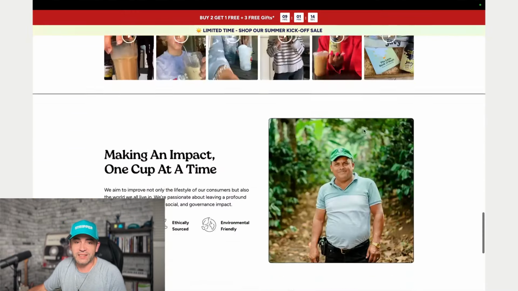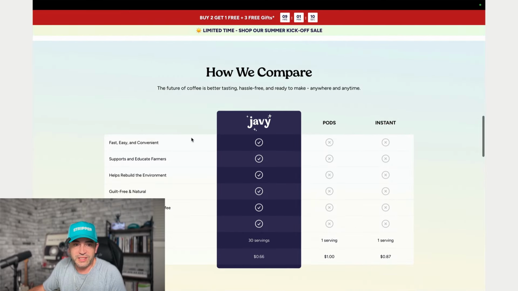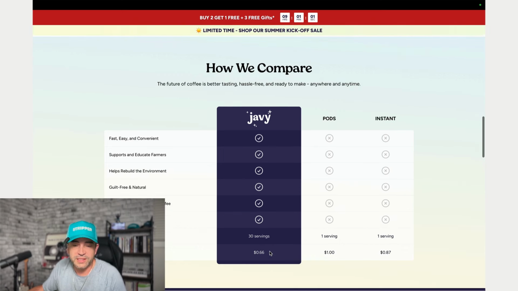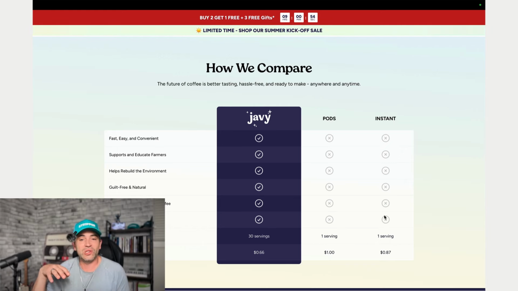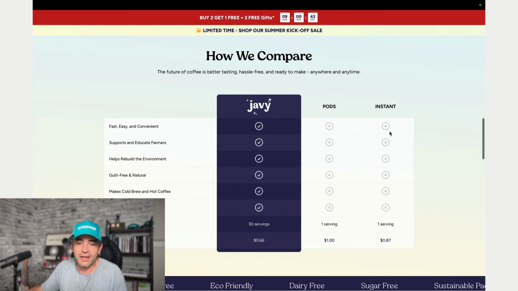If we look at Javy as an example, we have this "how do we compare" section. Basically it shows they're comparing to pods and instant coffee. And right here, they're giving themselves all checks. They've got their price. I would probably have a couple of checks for the other products just because it makes it feel a lot more believable than if you have all checks and they're all X's. It just sounds like, okay, well, we're biased too. If we can't say anything positive about the other guys, we're probably just trying to push you to convert.